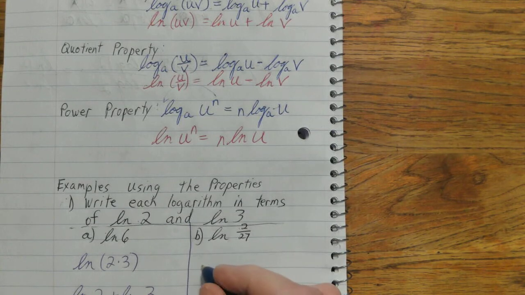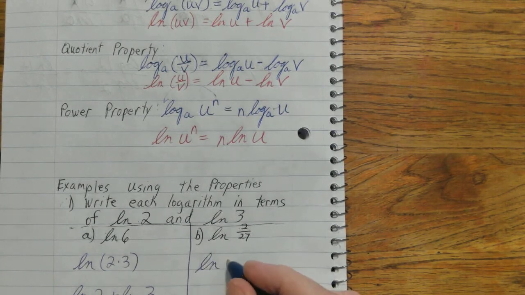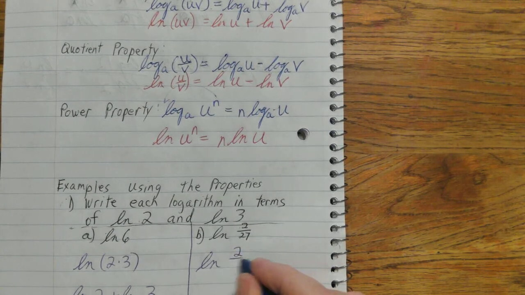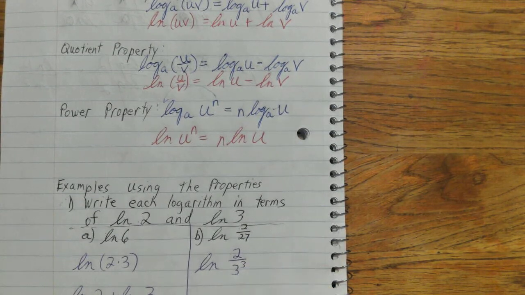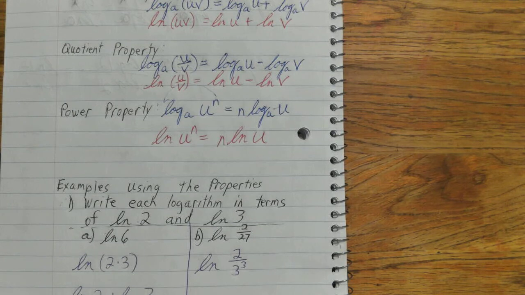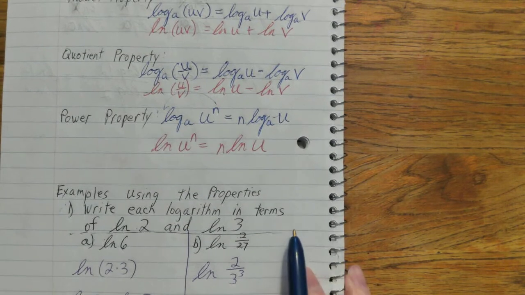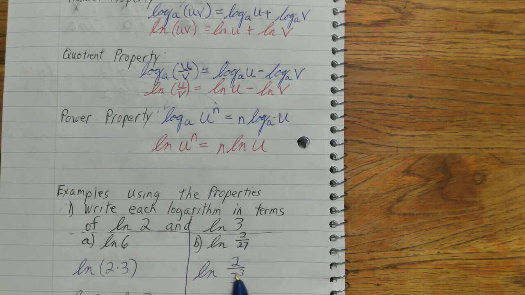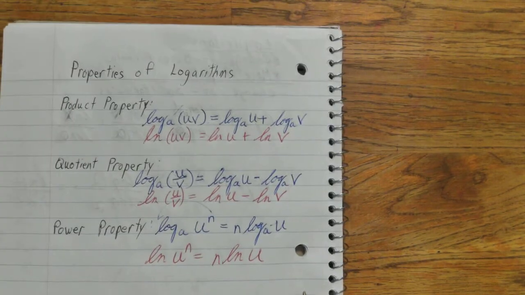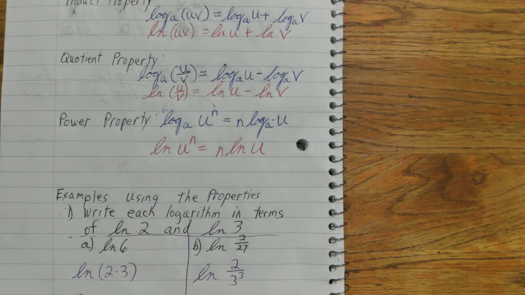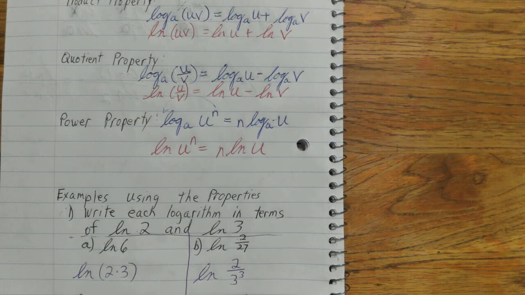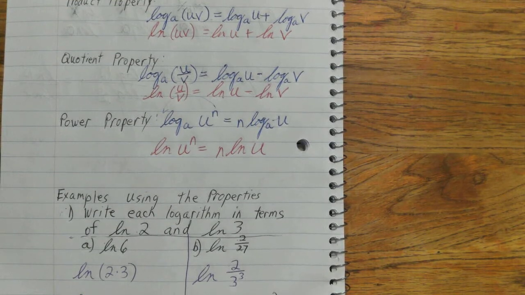Now, for part B, natural log of 2 over 27. Now, I'm going to rewrite that. 27 is 3 to the 3rd power because we are writing this in terms of the natural log of 2 and the natural log of 3. And then the quotient property says we subtract that. So that is the natural log of 2 minus the natural log of 3 to the 3rd power.